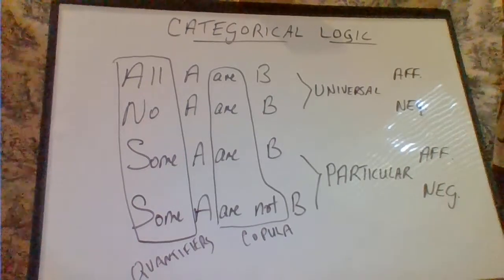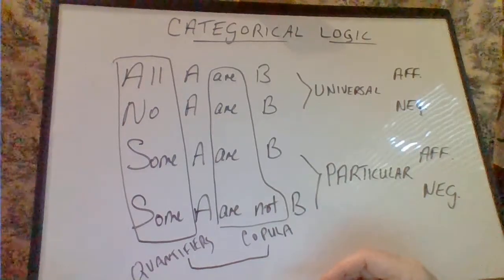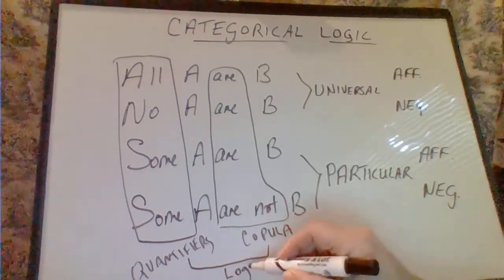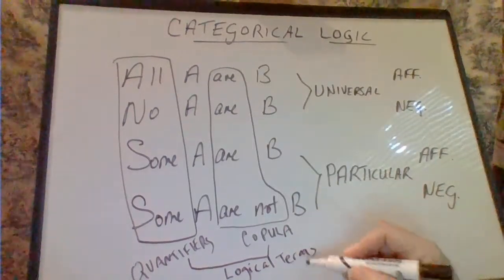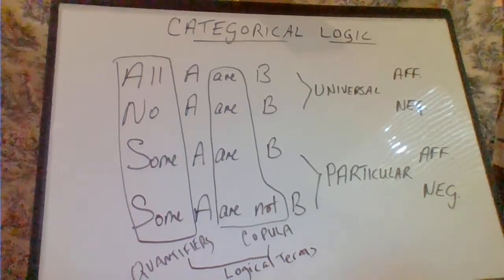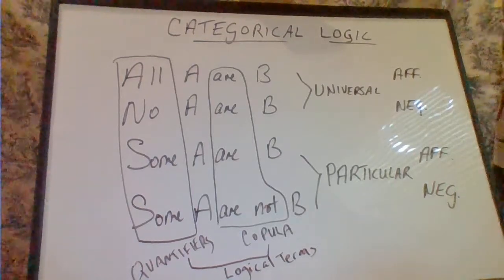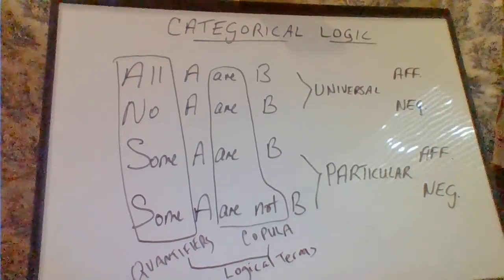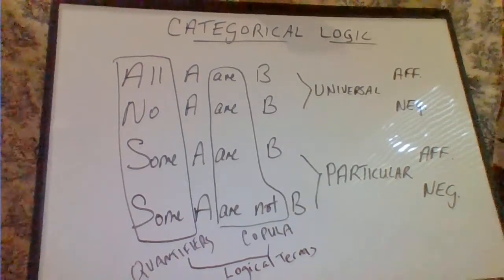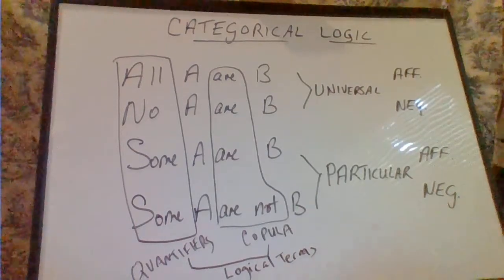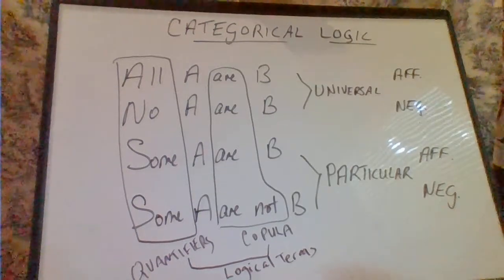Now it is the quantifier and the copula that are the important things in this form of logic, and so these are referred to as logical terms. Okay, so the quantifier and the copula, those are your logical terms. The reason being is that altering them, changing from an all to a no, or from a no to a some are, it's going to have a bearing upon the value of your statement. And the same thing of changing from an are to an are not would have that value. So altering the quantifier or the copula would affect the logic of your statement as well as of your argument.